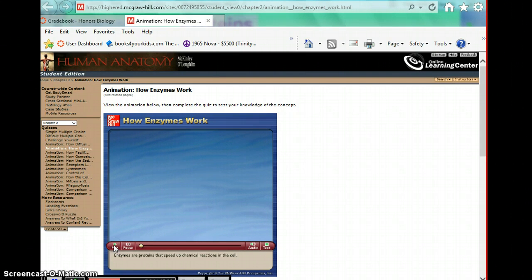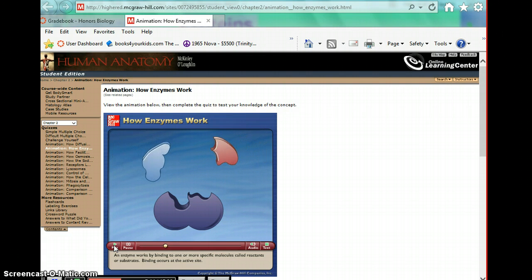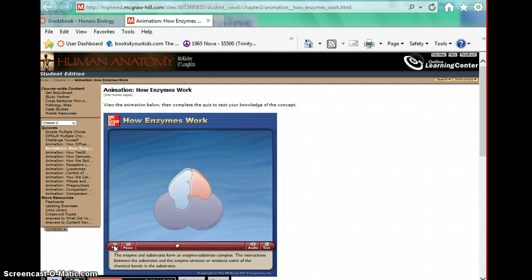So here's an explanation of how enzymes work. Enzymes speed up chemical reactions in the cell. A special feature on the enzyme, called the active site, has a shape that fits with specific substrate molecules. An enzyme works by binding to one or more specific molecules called reactants or substrates. Binding occurs at the active site. The enzyme and substrates form an enzyme-substrate complex.